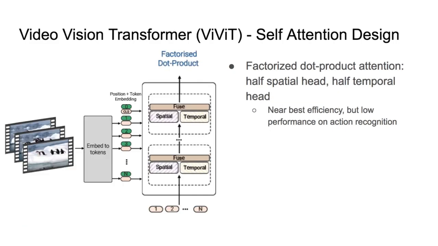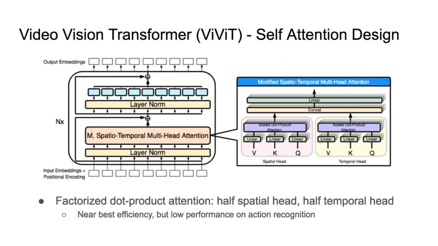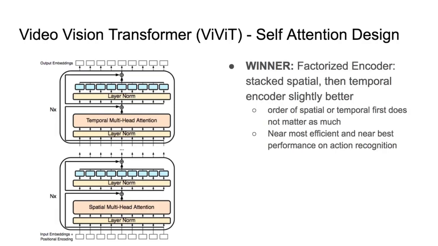The fourth and last option is factorized dot product attention. Here, half the heads are for spatial attention, while the other half is temporal. This is the generic diagram. Thus, the authors select the second option, factorized encoder, as the best attention scheme.